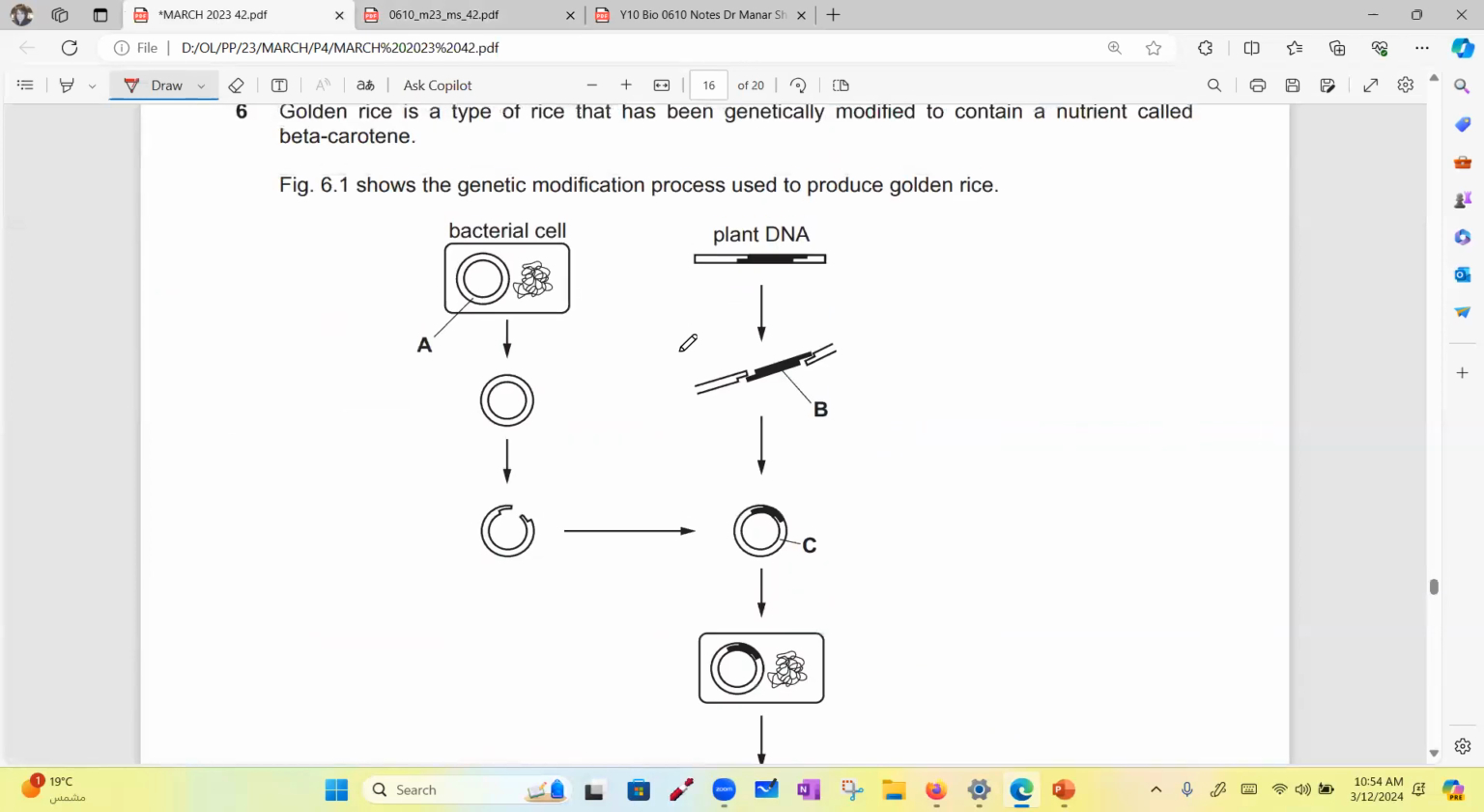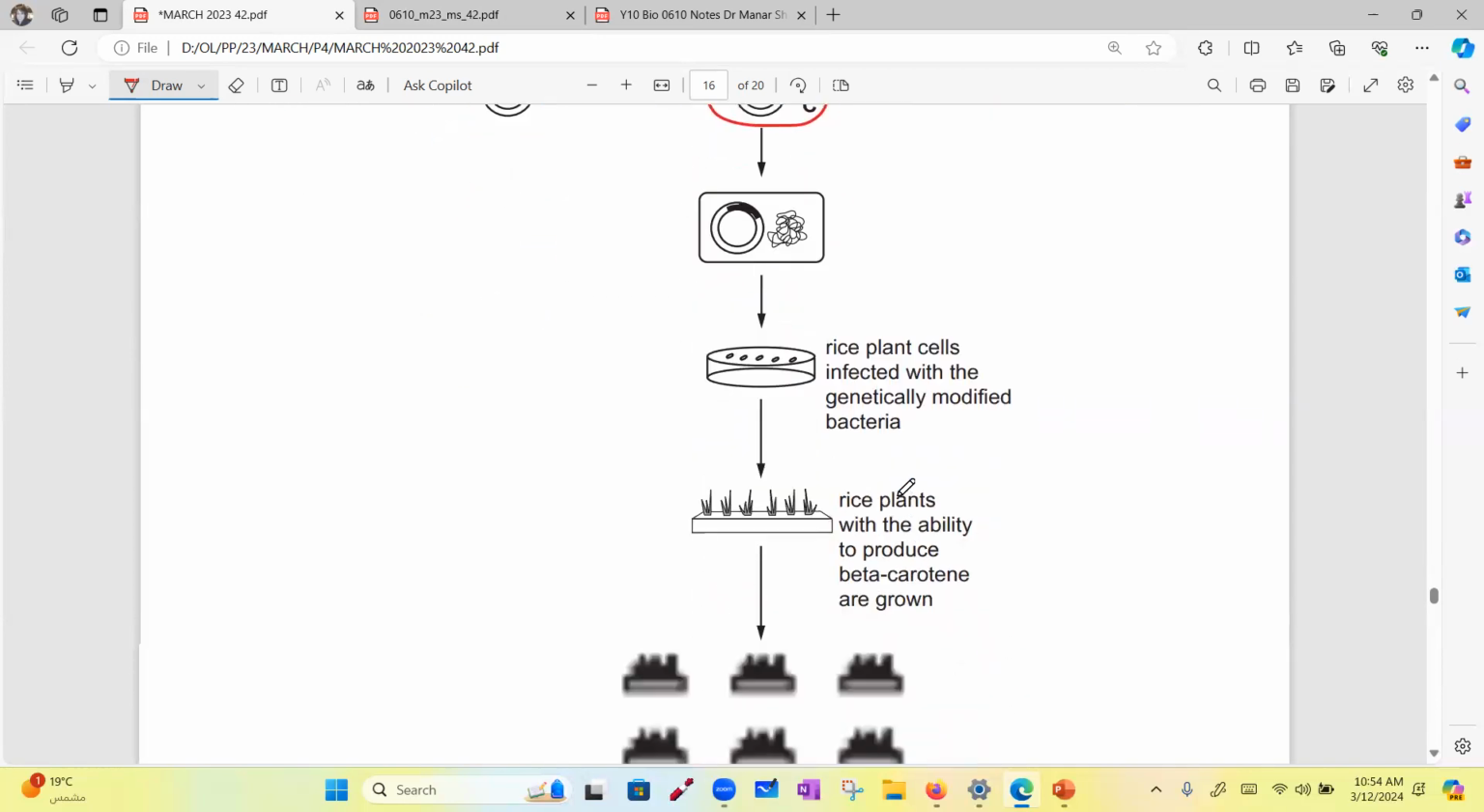Genetic engineering. What is B? B is the gene that I isolated. What is this? The plasmid. What is this? Yes, the recombinant. When I fuse the plasmid with the gene, this is the recombinant. Write it down. Very good.